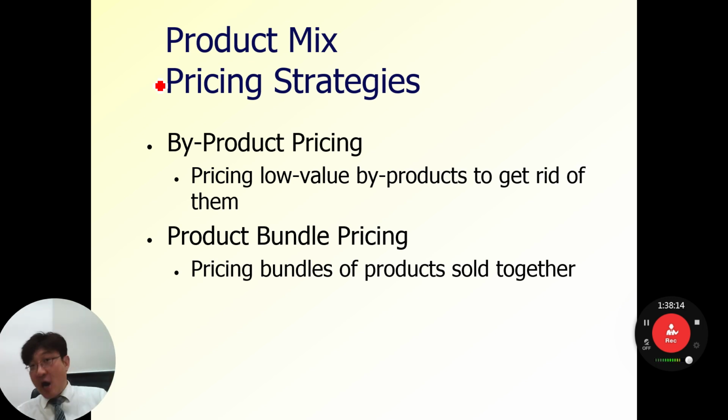How much the bourbon distillery prices its bourbon cask, that is byproduct pricing. They shouldn't charge too high, right? Otherwise, they have to throw it away. Product bundling pricing is a price for a combination. That is bundling pricing. Usually, we bundle not-so-popular products together and sell them as a combination, as a bundle, right?